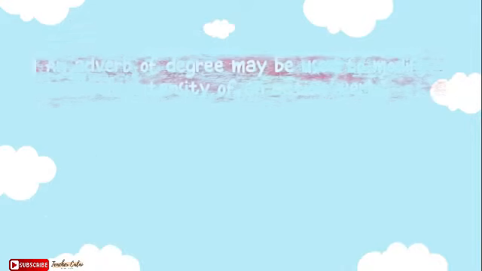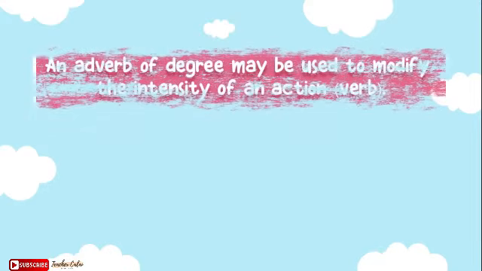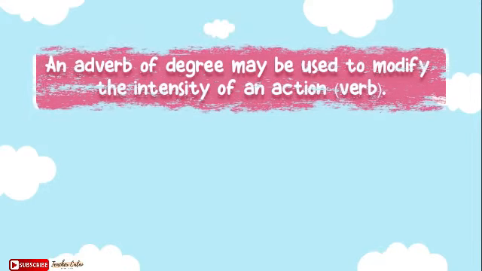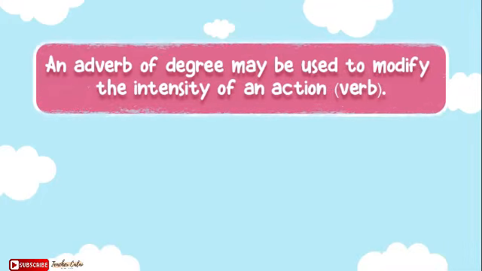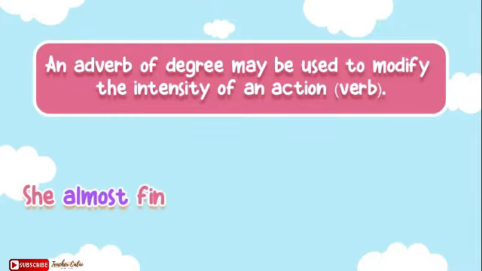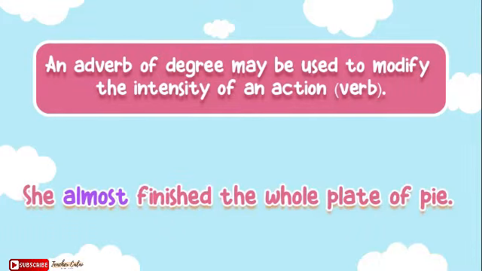At this time, let us read the following examples and remember the words that are commonly modified or described by an adverb of degree. First, an adverb of degree may be used to modify the intensity of an action or verb. For example, she almost finished the whole plate of pie. The verb used in the sentence is finish. And how did she finish it? It's almost. The word almost is the adverb of degree used in the sentence to describe how the action was done.